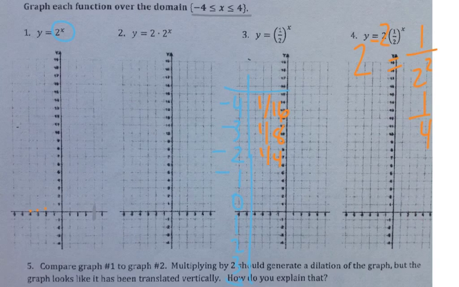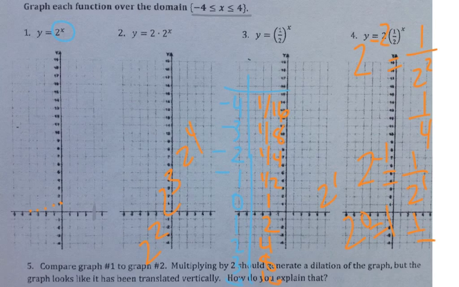Now 2 to the -1, well, that'd be 1 over 2 to the 1st, which is just 1/2, or 0.5. So 1/2, close enough. Then 2 to the 0, remember anything to the 0 is 1, so that's 1. Okay. Then 2 to the 1st power is just 2. 2 squared is just 4. 2 cubed is 8. And 2 to the 4th is 16.